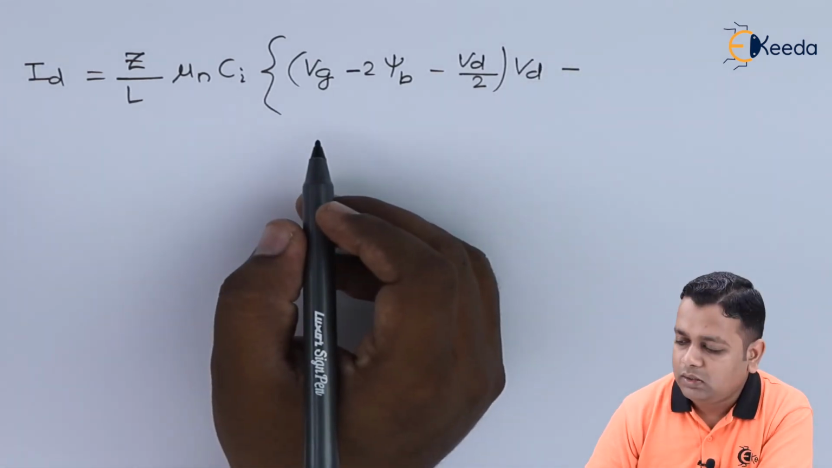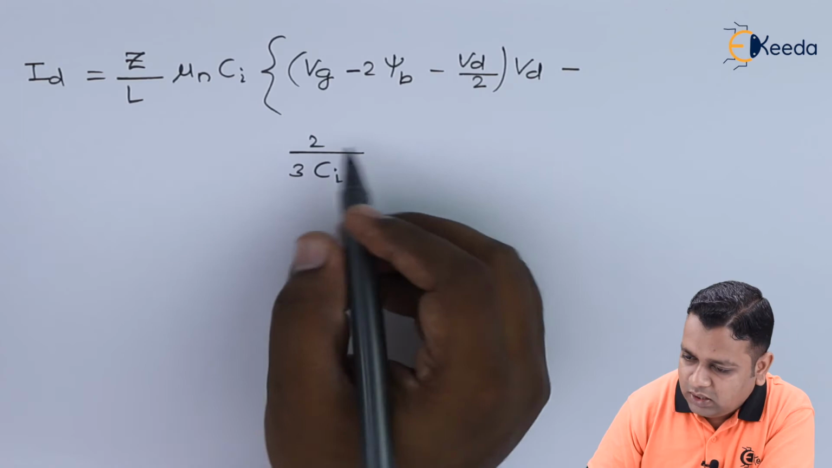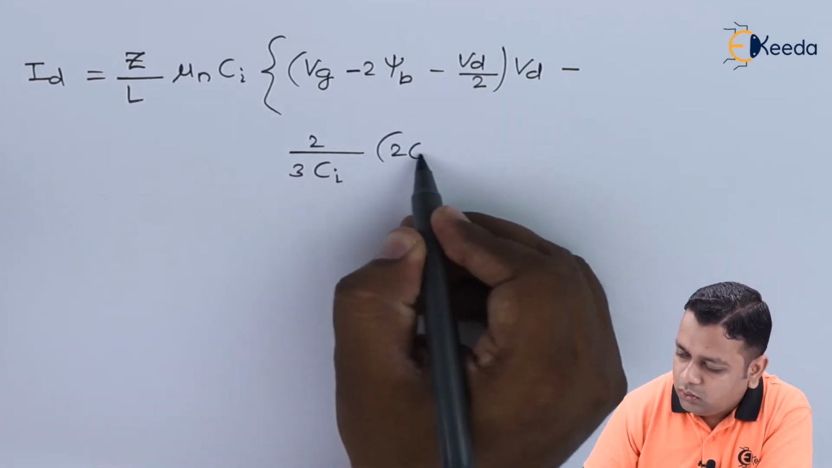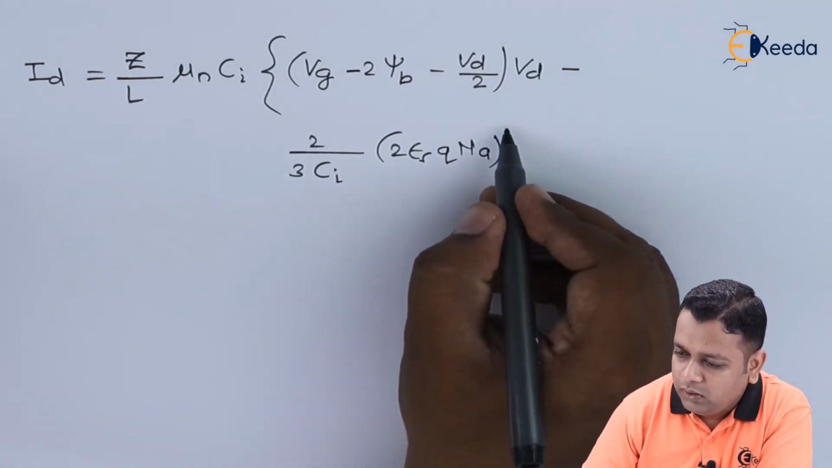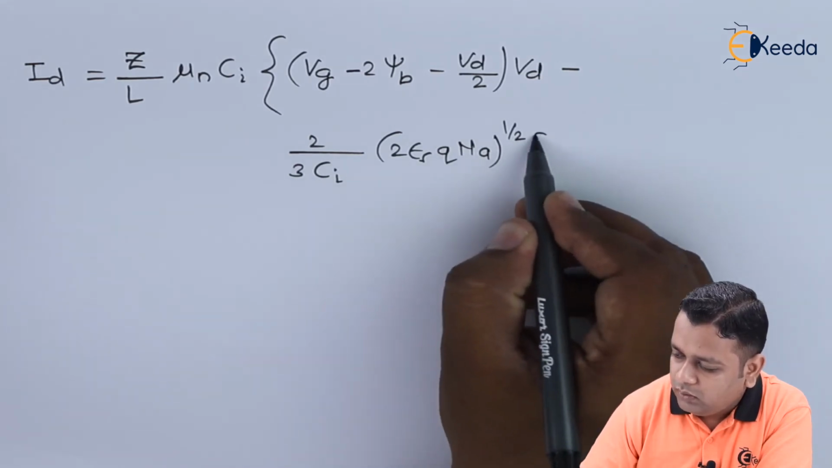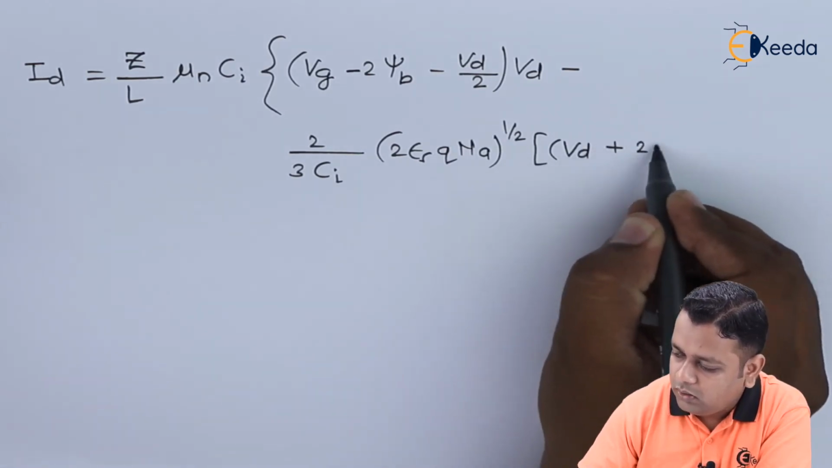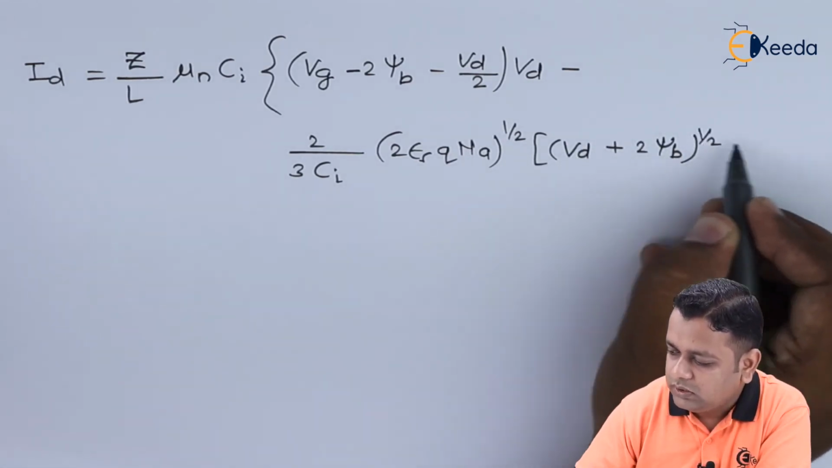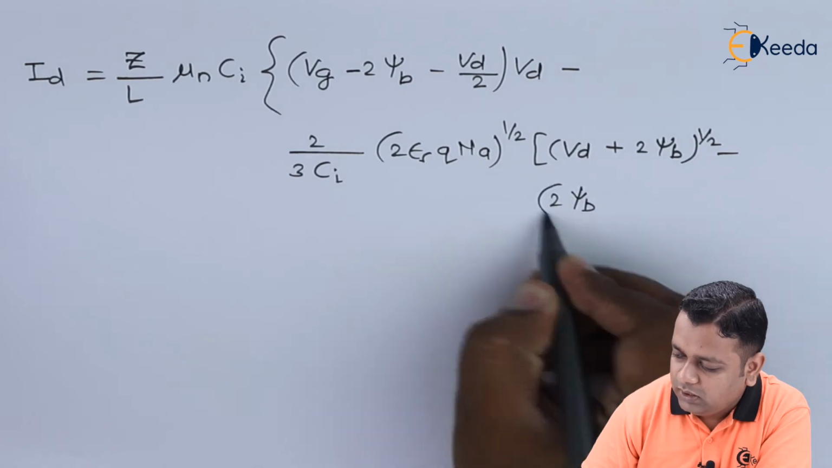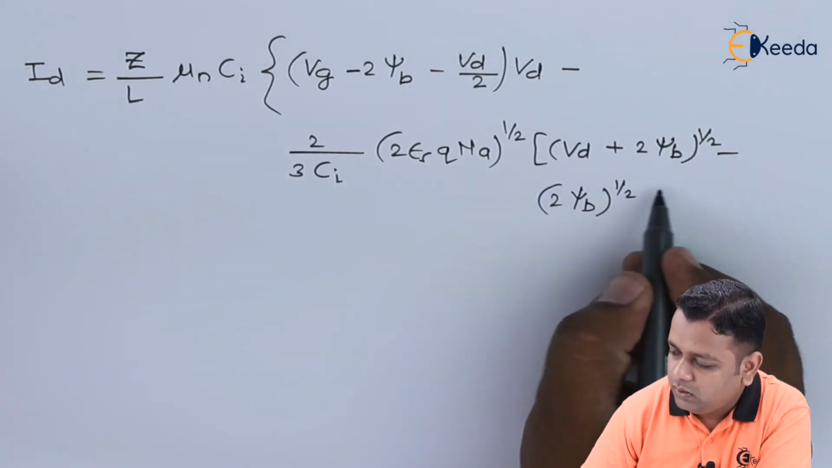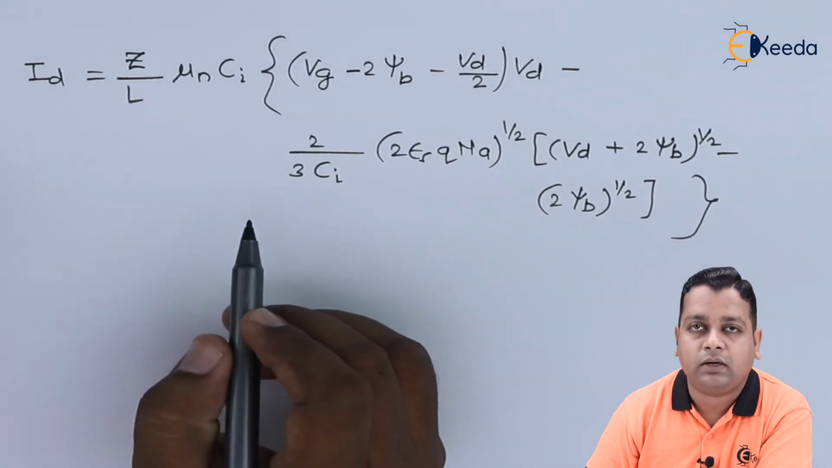Here we have the second term inside the bracket, which is 2 divided by 3 times C suffix I in multiplication to twice epsilon suffix s into q into Na, having the power 1 by 2, in multiplication to the square bracket that has inside Vd added with twice psi suffix b, which is under square root, minus twice psi suffix b, which is under square root here. So here we complete the square bracket and finally the curly bracket here.